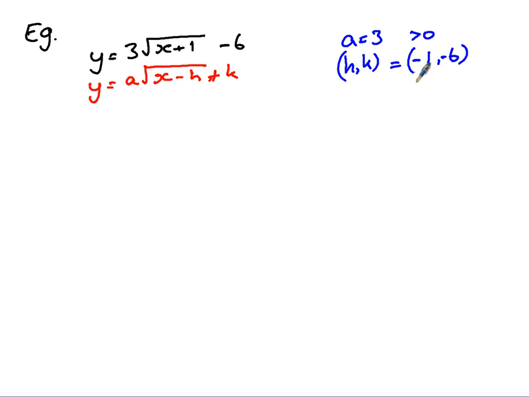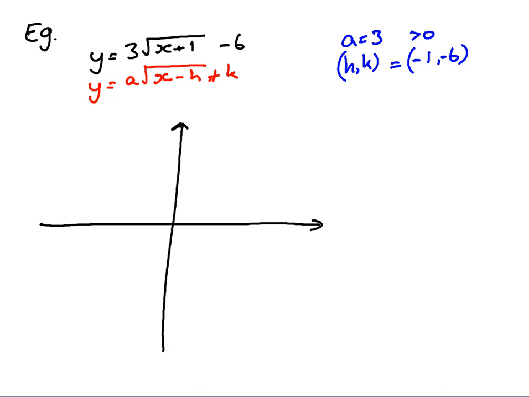Okay, so we've got our Cartesian plane, x and y, and the point minus 1, minus 6. Let's make it blue so we'll keep the colours consistent. So minus 1, minus 6. So what we're going to see is the top half, so let's find out a couple of intercepts.